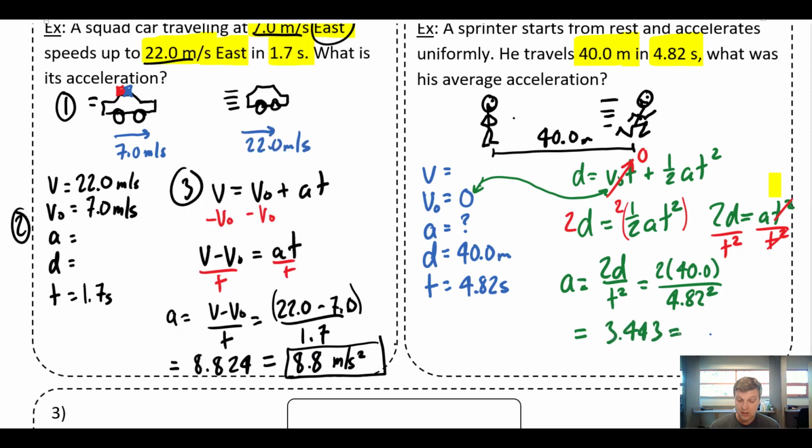Which looks like 3 sig figs for this one. I'm going to call it 3.44 meters per second squared. And again, acceleration is a vector, but the direction is implied by the fact that it's positive. They were accelerating forwards in the positive direction.